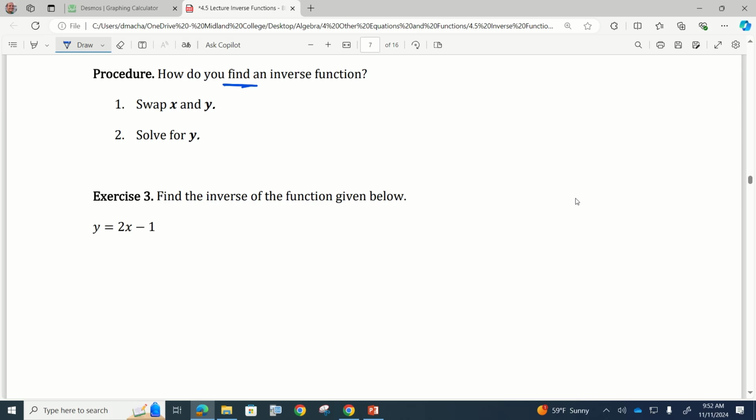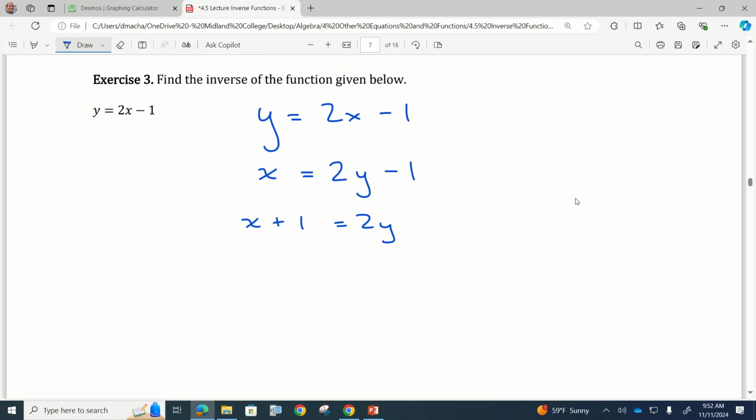So, if I give you the function y equals 2x minus 1, we swap and we make every y into an x and every x into a y, and then I want to solve for y. So, let's add 1 to both sides. And then let's divide both sides by 2. That's it. So this is my inverse function of the one I was given.